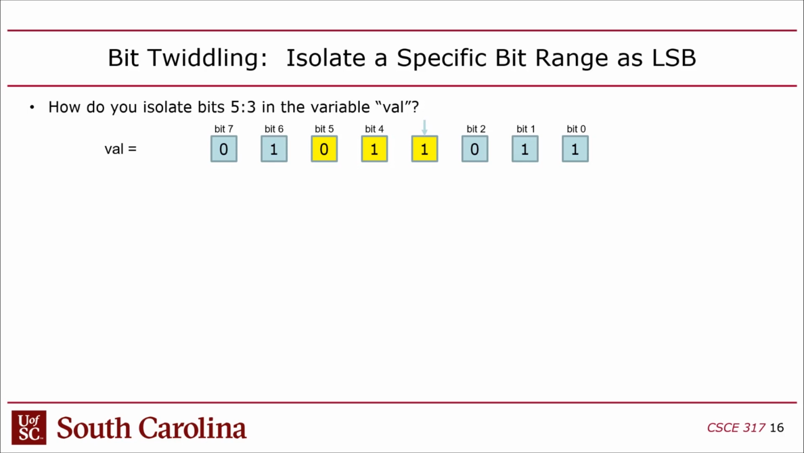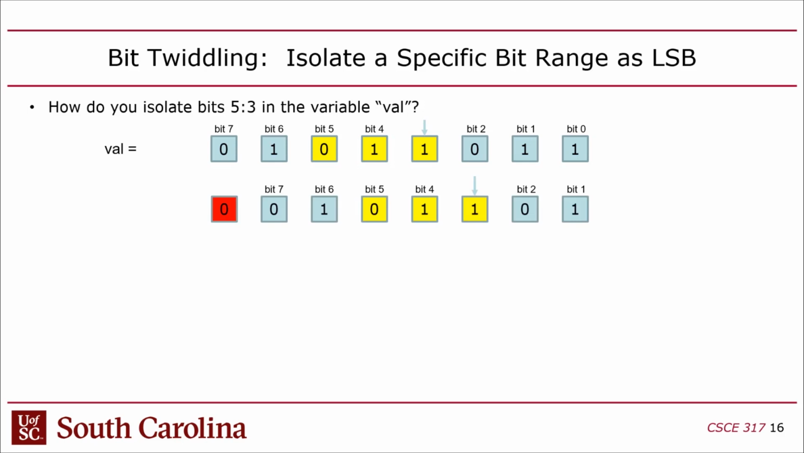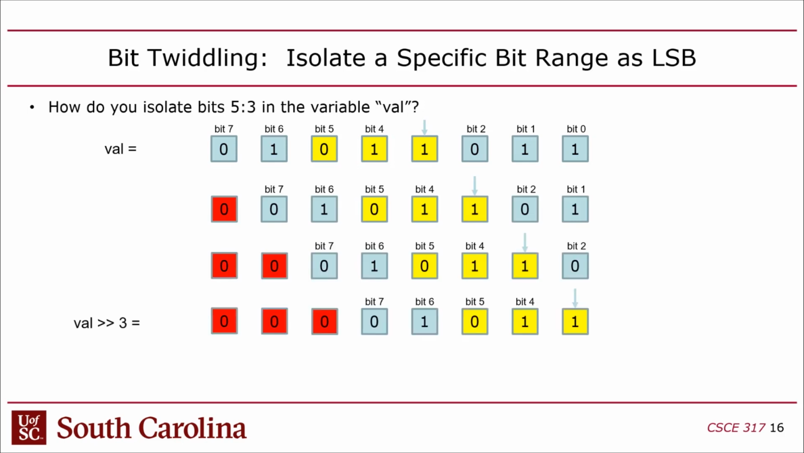Here we go. I want to isolate bits 5 down to 3. So how do I do that? Well, in this case, I think the first thing I do is get those bits to the right-hand side. So I'm going to take that value and shift it 3 bits to the right. Why? Because 3 is the lower end of the range of bits I want, 5 down to 3.